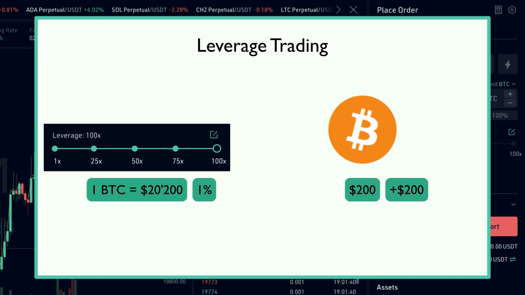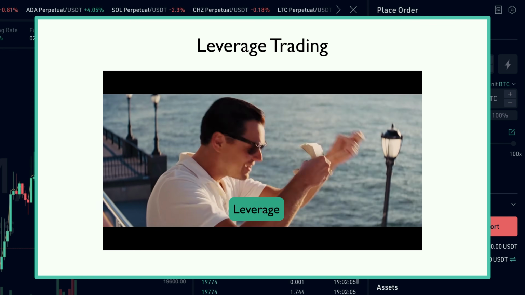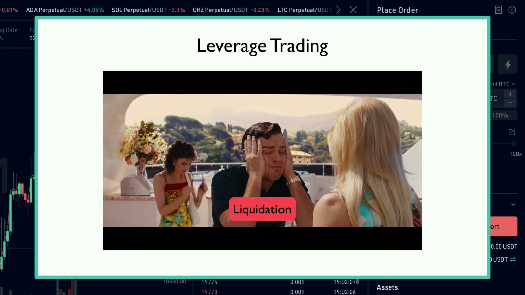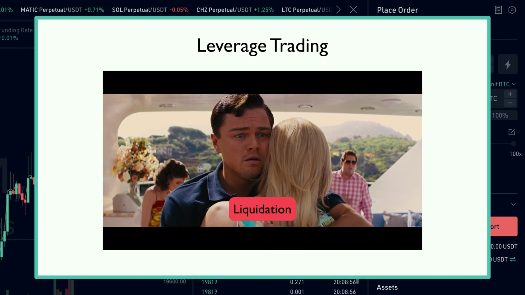So you can see why using a high amount of leverage can seem quite attractive. However, on the other side, if Bitcoin goes down just 0.5%, we would get liquidated and lose our entire $200 investment. So at that point, even if the future goes back up, we are already liquidated and we can't make any profit from an increase in price. So as you can see, using high leverage can make a lot of profits fast, but will also wipe us out clean very, very quickly, especially in a volatile crypto market.